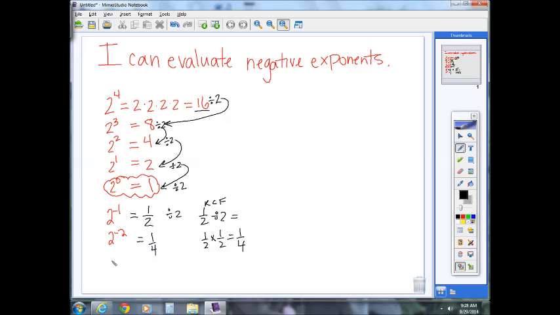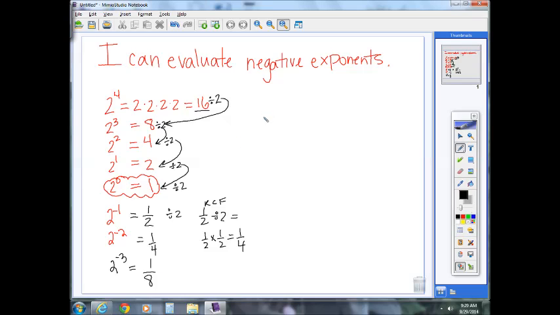Hopefully you are noticing a pattern here. With the exponent 1, you have 2 to the 1st, 2 to the negative 1st. You have a 2 and a 2. It's just the placement of that 2. Here you have 2 to the 2nd, which is 4. 2 to the negative 2nd is 1/4. So if we know 2 to the 3rd is 8, 2 to the negative 3rd is 1/8. So when you have a negative exponent, it is going to be a fraction. It is not going to be a negative value. It is just going to be a smaller number.